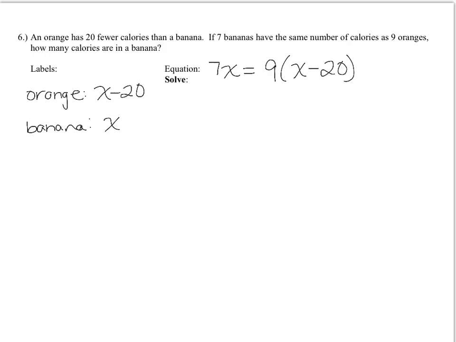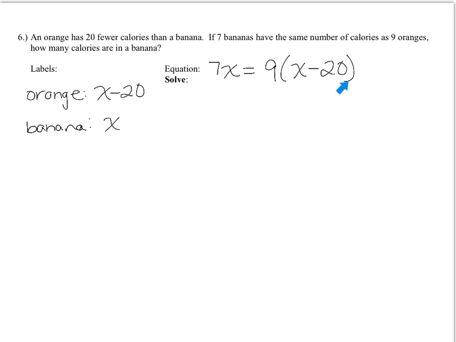So this one's a little bit easier than the last one. We have oranges and bananas. An orange is being compared to bananas, and an orange has 20 fewer. Fewer means subtraction, than a banana. So I call banana X, orange is X minus 20. Then it says 7 bananas. So this is representing 7 bananas, right? 7X. Has the same number of calories as 9 oranges. Oranges are being represented by X minus 20.